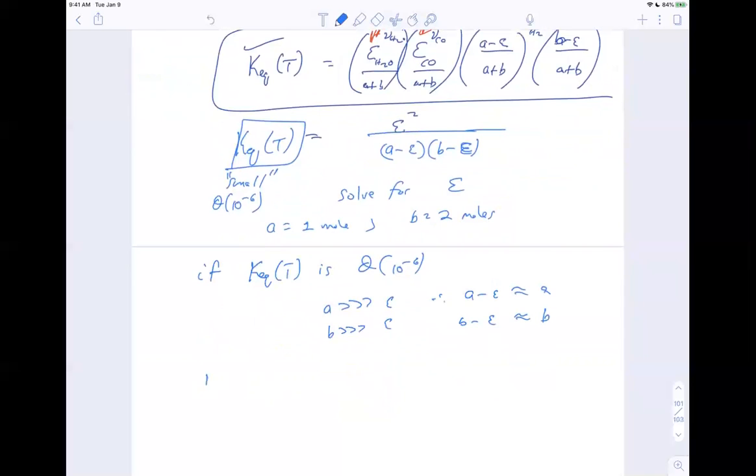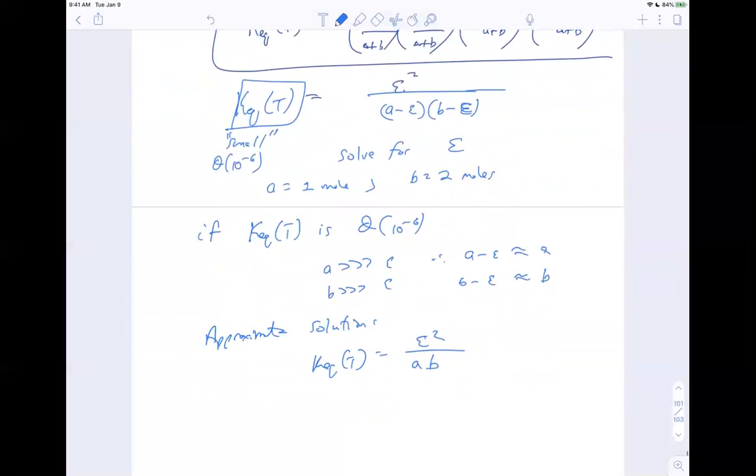And so in that case, an approximate solution would be K equilibrium of T is equal to epsilon squared over A times B. This is an approximate solution because you're assuming epsilon is small relative to A and B, so we neglect those terms that have epsilon and just use A and B. Then epsilon is easily determined: epsilon will be the square root of A, B, K equilibrium of T. We take the positive sign because we've let epsilon be positive in this calculation.